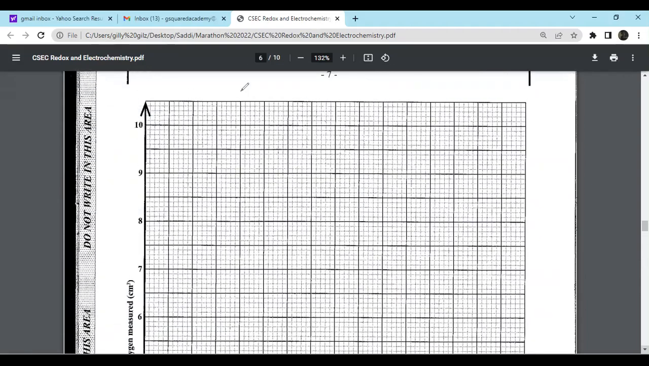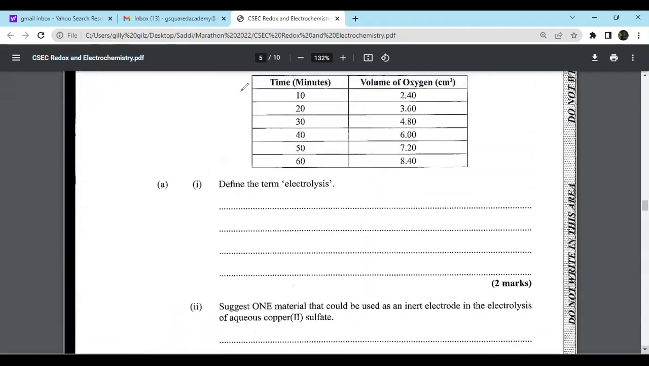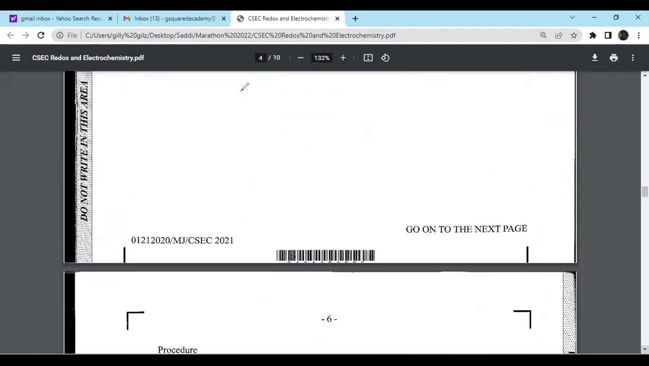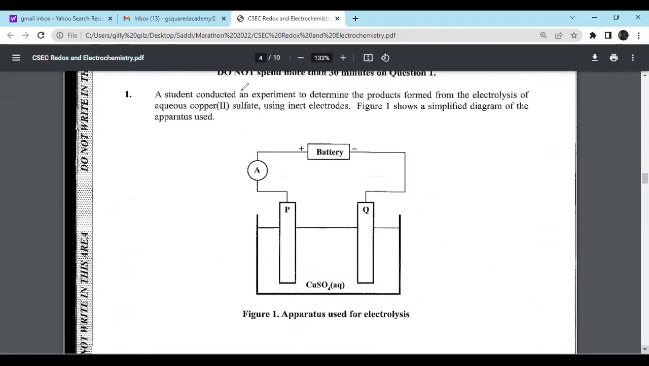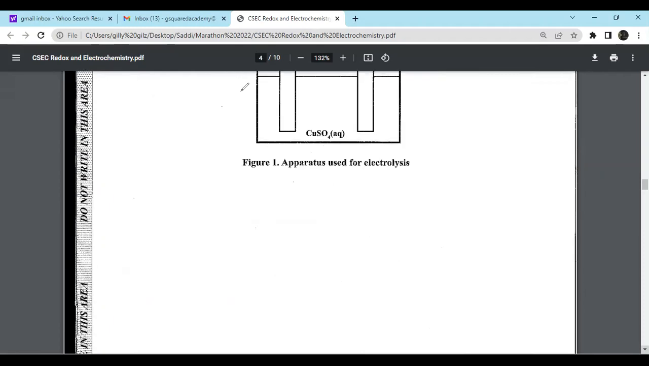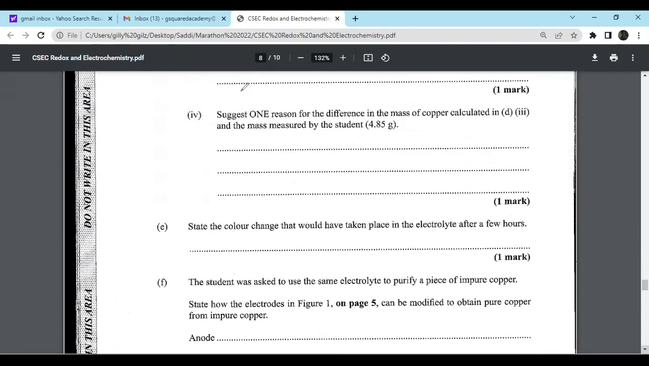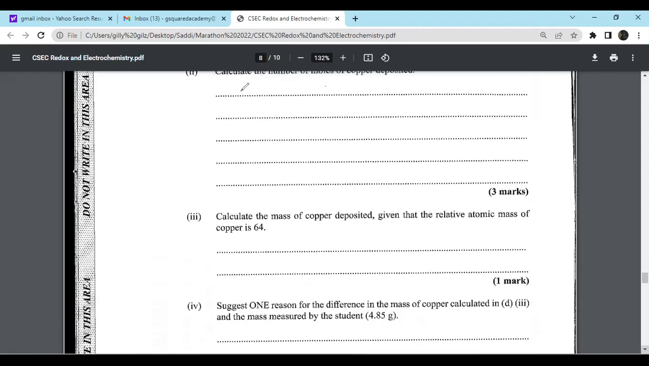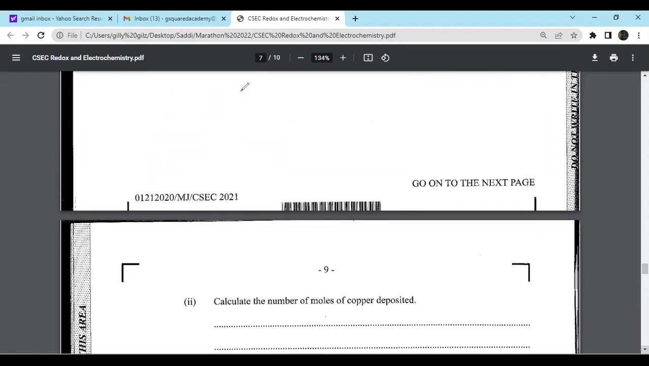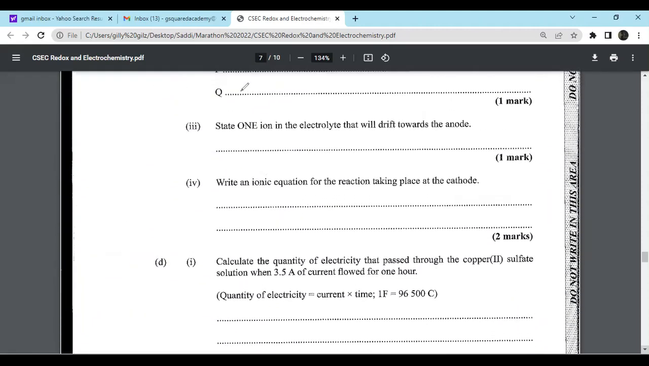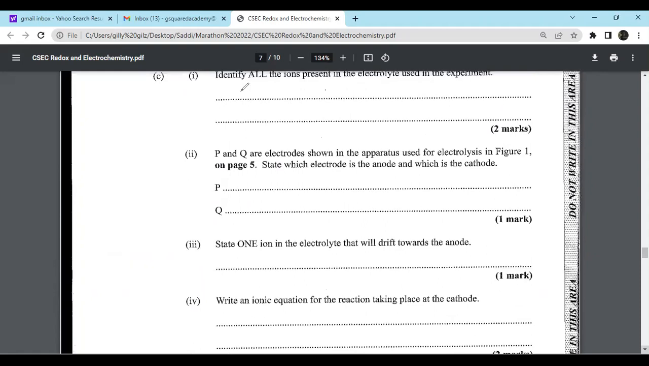All right. P, I think, was connected to the positive side of the power source. Yes, P was connected to the positive side. And so remember that the anode is connected to the positive side. And once you know that, you know what the cathode is. So P is the anode and Q is the cathode. And that would be the answer for this one right there.